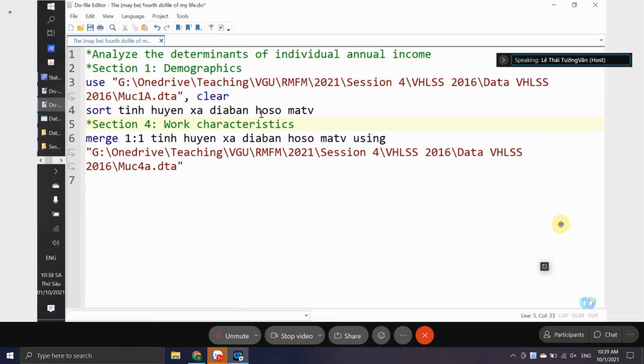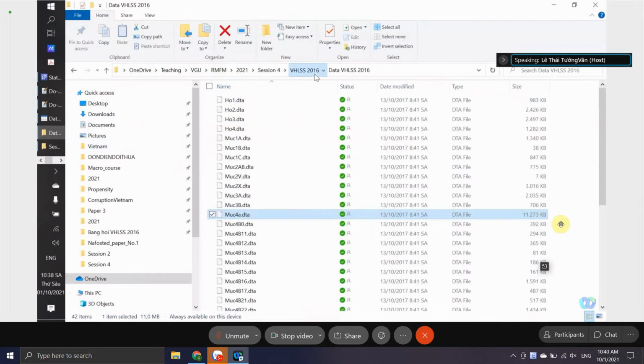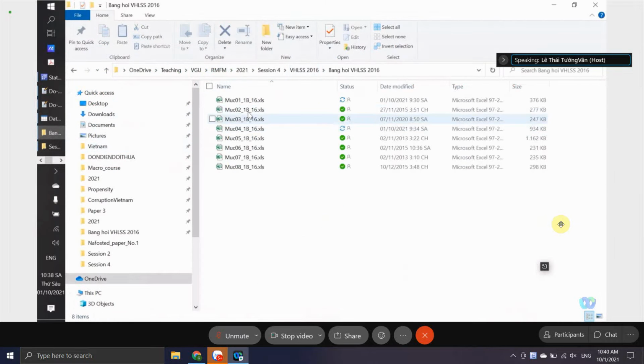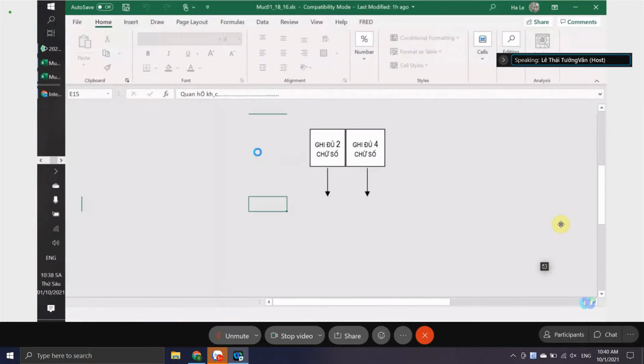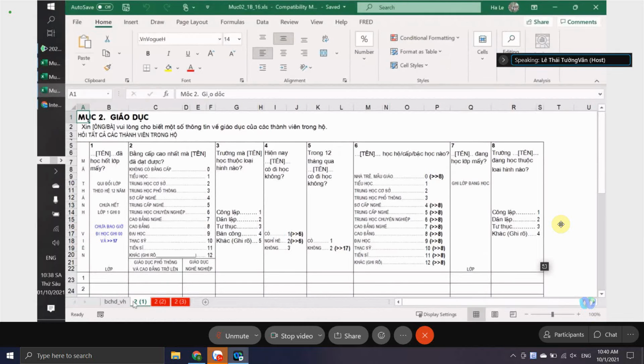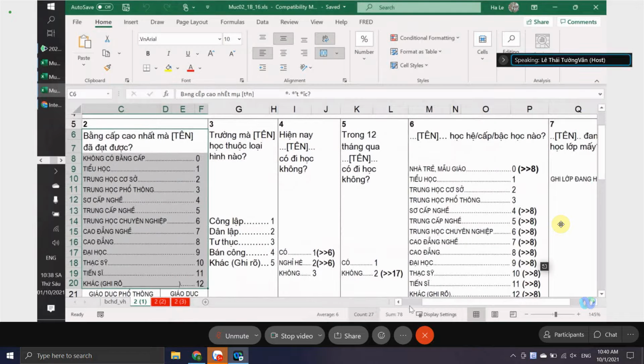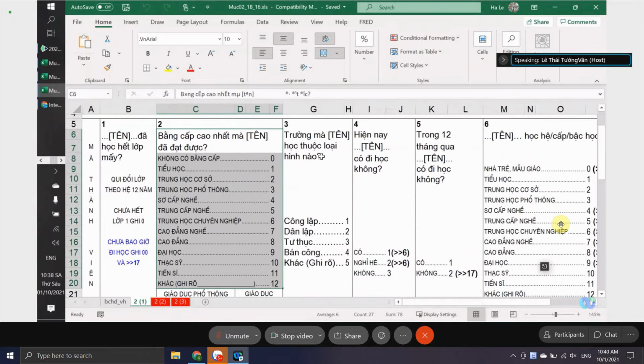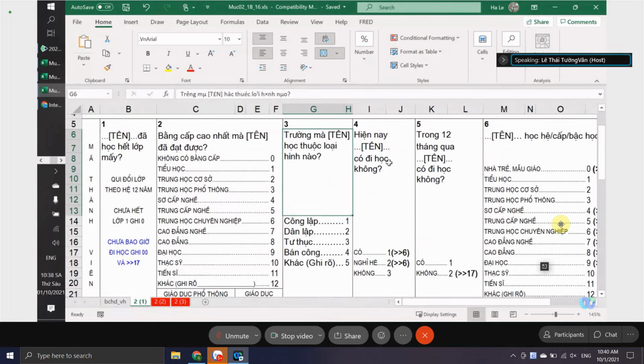Now, of course, if we want to analyze the determinants of income, then demographic and work characteristics might be okay, but at least one more thing is missing. That is education. Right? Education is recorded in section number 2. If you open section number 2, there will be information about the highest degree obtained, highest degree completed. Okay, and then what kind of schools that you attend?